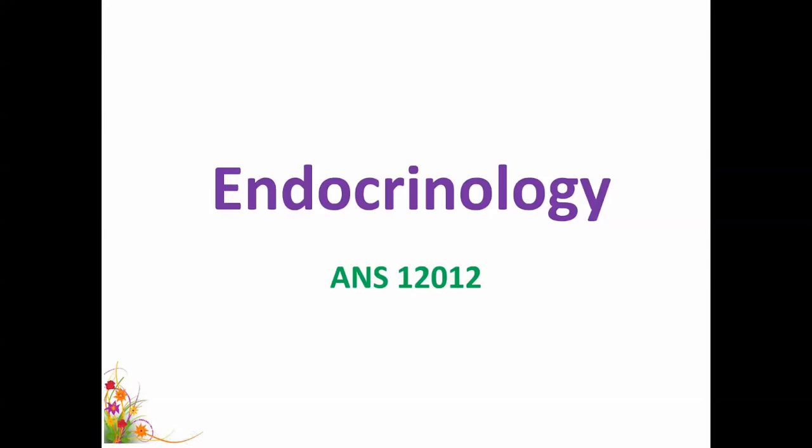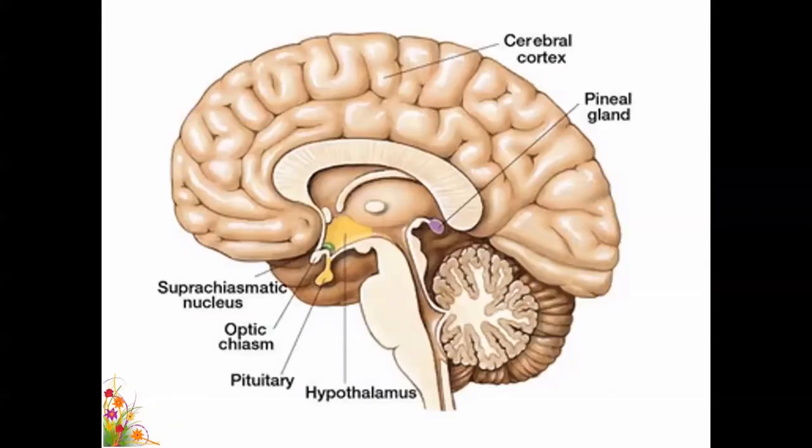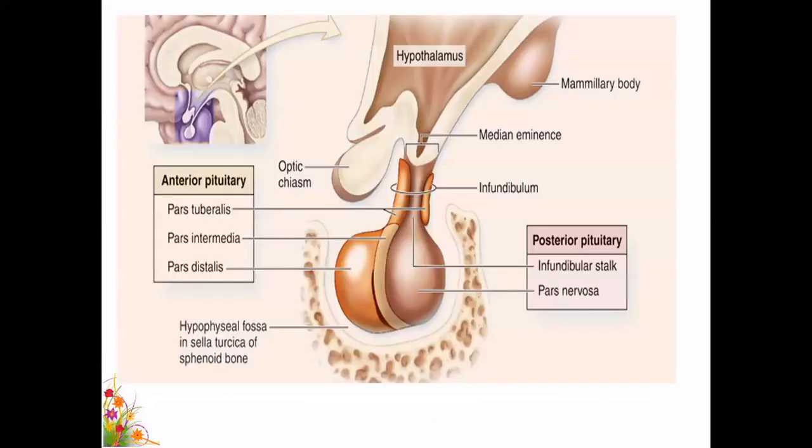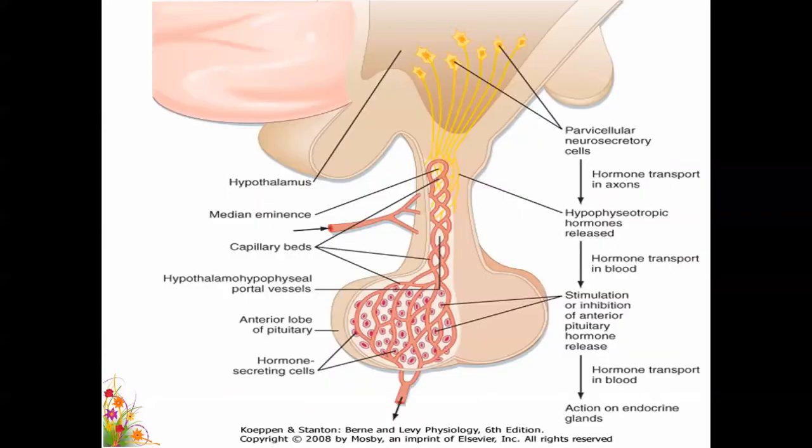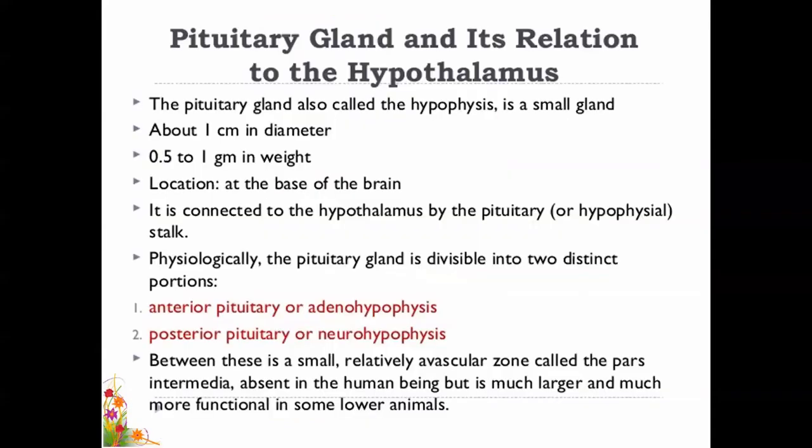So last class we started with endocrinology, and these are some important pictures which you have to study, and I'll give the pictures. So the last class we learned about the pituitary gland. The pituitary gland is always related with the hypothalamus. Another name of pituitary gland is hypophysis. The pituitary gland is about 1 centimeter in diameter and 0.5 gram in weight.